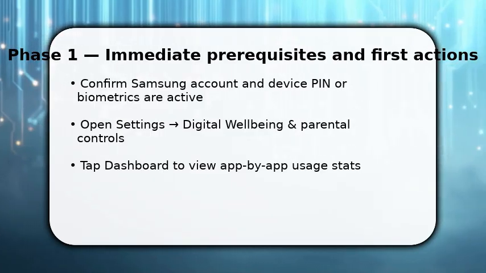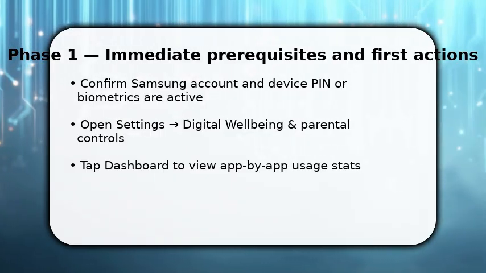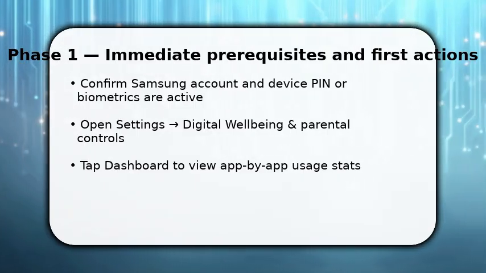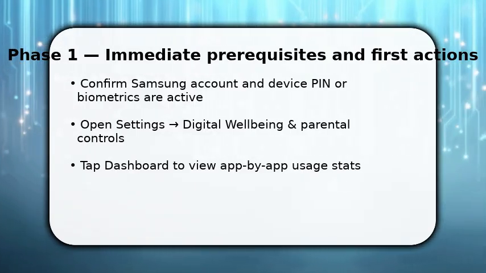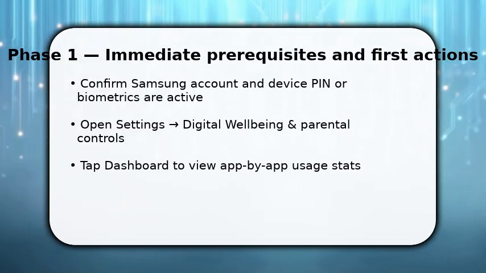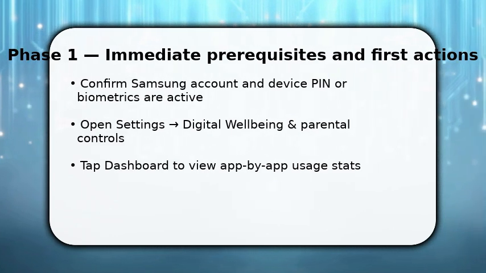That's where limits live. Once in, tap Dashboard to see app-by-app timers and total screen time for the day, because you need that baseline. Make sure to note heavy use apps. This first pass tells you what to restrict and why, so you can set realistic limits in the next step.